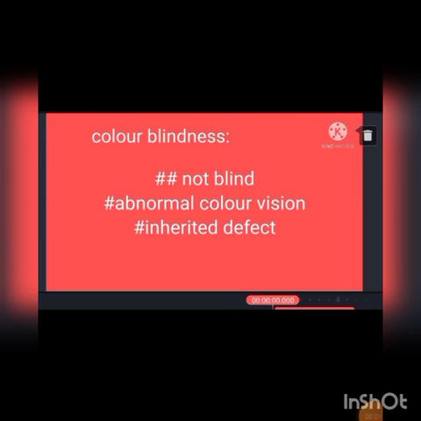We will see the last topic, color blindness. People with color blindness are not blind, but have abnormal color vision, unable to distinguish between certain colors. It is an inherited defect.